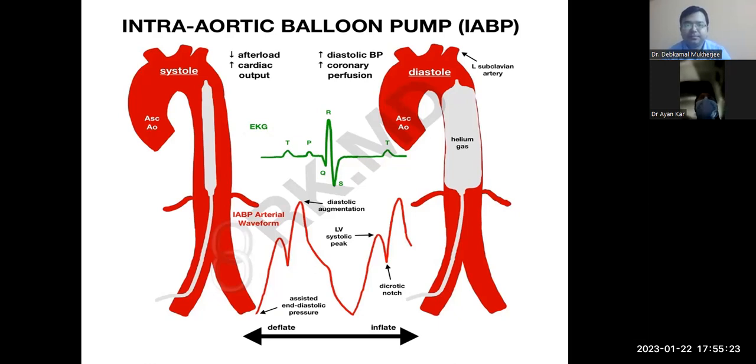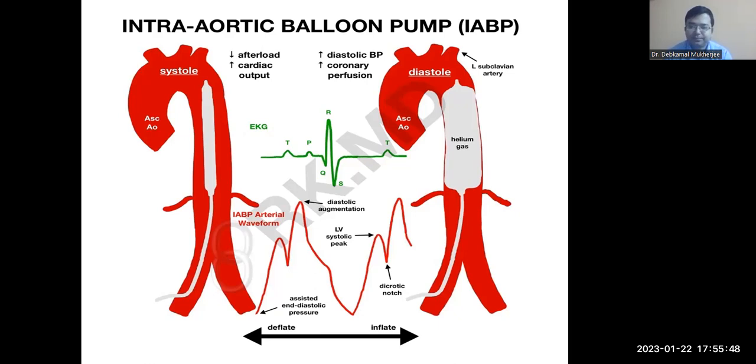So it increases the diastolic coronary perfusion of the LV. It decreases the amount of work that the heart, the left ventricle, is doing, and decreases the oxygen requirement. It increases the MAP to a certain extent and thereby improves the overall performance of the heart. And the timing of the inflation and deflation can be done either with the aortic trace or with the ECG. So carry on, Dr. Devkamal.